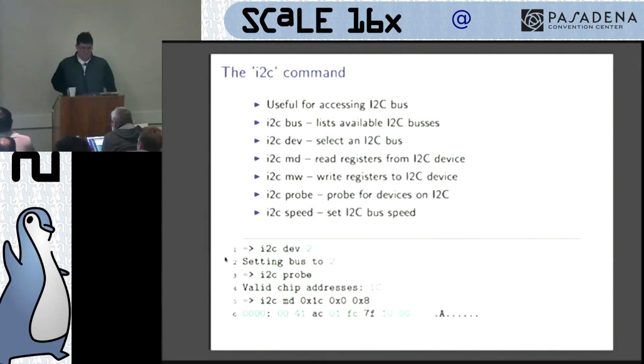Yeah, and with I2C speed, you can set up the I2C speed. In this example here, I'm accessing the accelerometer on the Bacon Bits Cape. So I'm setting I2C bus to 2 because the accelerometer is on bus 2. And then I do I2C probe. Yeah, I see there is just one device, the accelerometer. Okay, I can just read the registers using the I2C MD. I specify that it's supposed to be chip 1C because that's the I2C address of the accelerometer. And I'm reading from 0, 8 bytes. And this is what I get out of it. Yay, success. I did manage to read some data out of it.